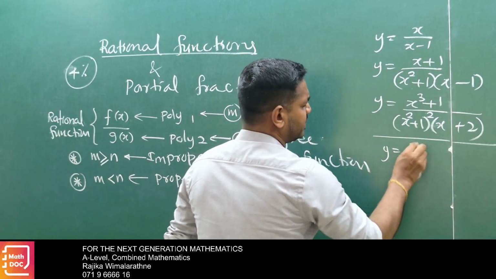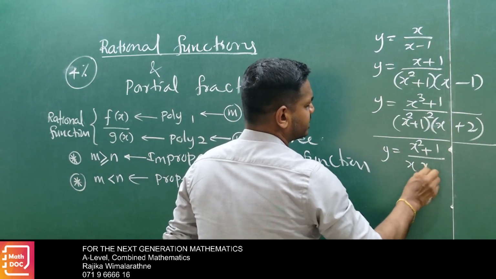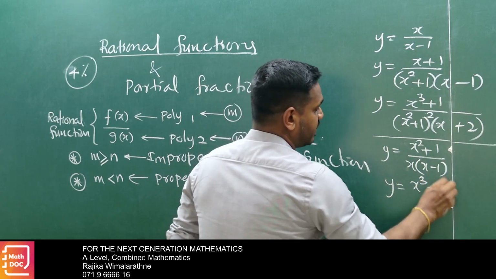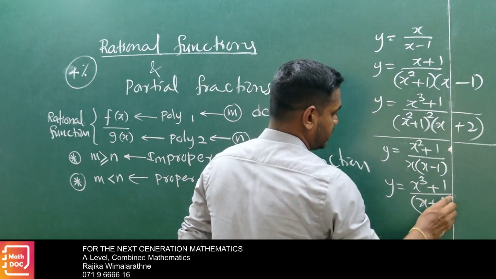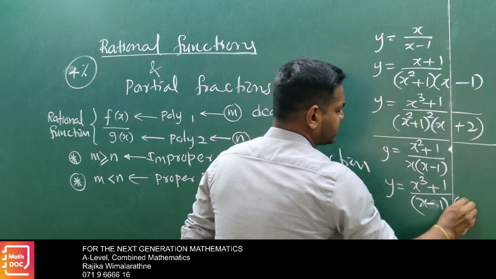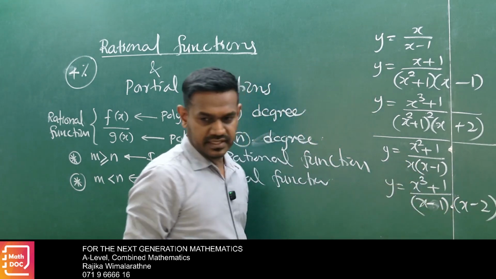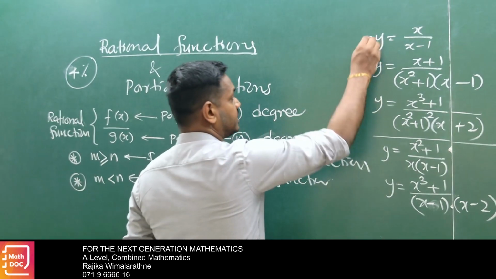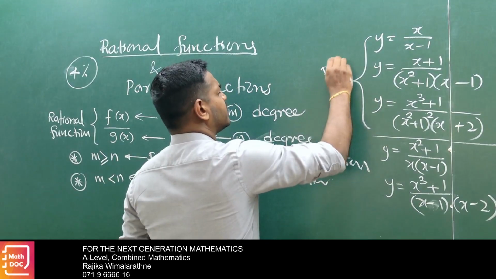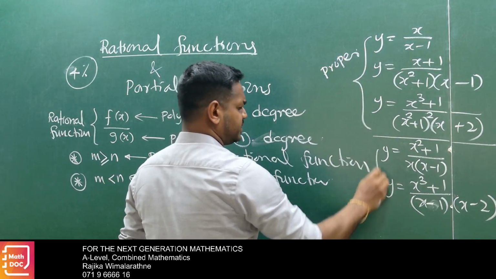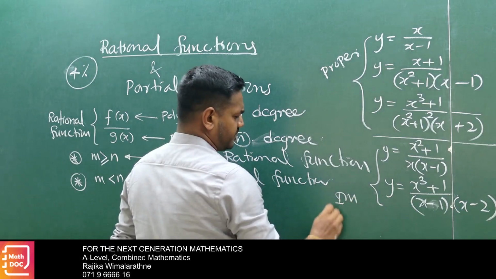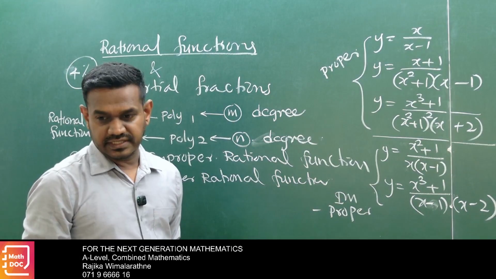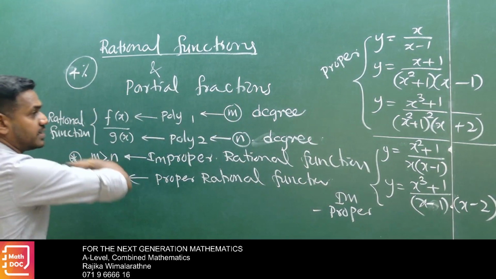Then y equals x squared plus 1 over x(x minus 1). Now the degrees are the same. Y equals x cubed plus 1 over (x plus 1)(x minus 1)(x minus 2). Now the numerator degree is greater than the denominator degree. So these three we call proper, and these two we call improper rational functions. Okay, just write this note first.